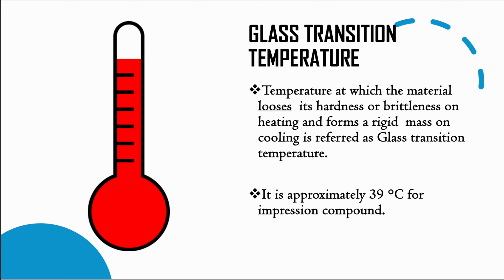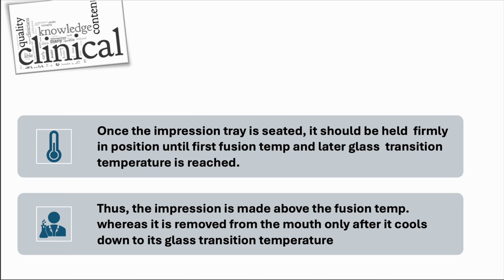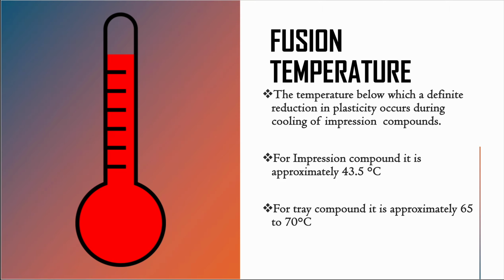The first one being the glass transition temperature. It is basically the temperature at which the material loses its hardness or brittleness on heating and forms a rigid mass on cooling, is referred to as glass transition temperature. It is approximately 39 degrees Celsius for impression compound. Once the impression tray is seated, it should be firmly held in position until the first fusion temperature and later the glass transition temperature is reached. Thus, the impression is made above the fusion temperature, whereas it is removed from the mouth only after it cools down to its glass transition temperature.